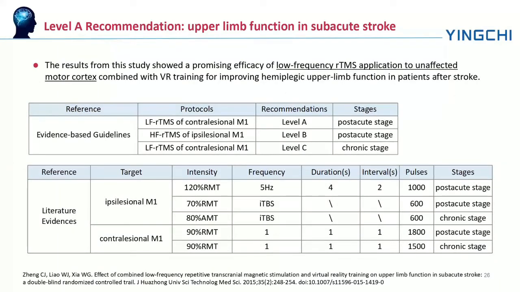So thus the level of A recommendation is given by the therapeutic guidelines. And the results from this study showed a promising efficacy of low frequency rTMS applied to the unaffected M1 combined with wheel training for improving the upper limb function in patients after stroke. These are some of the protocols recommended both in the evidence-based guidelines or some high-score literature evidences. And you may also check it after the class.